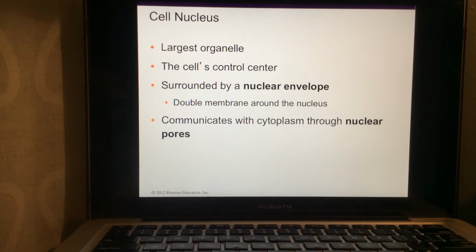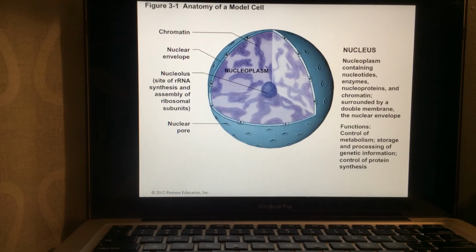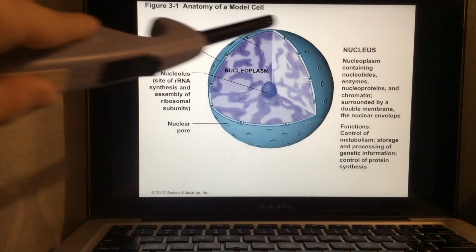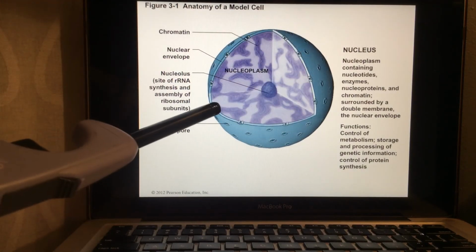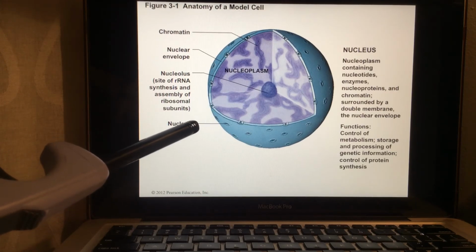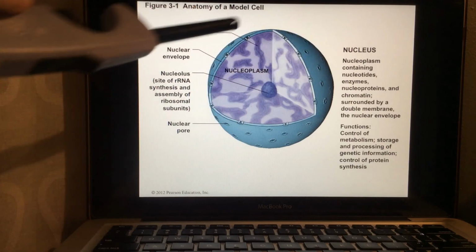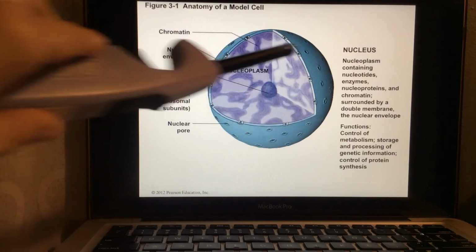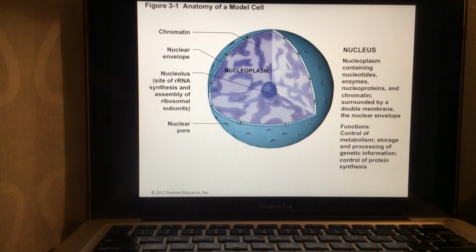It's surrounded by a nuclear envelope. It's a double membrane, and it has these nuclear pores that communicate to the cytoplasm so they can send the message out. So inside the nucleus, you'll contain nucleotides, enzymes, chromatin, surrounded by this double membrane with multiple pores. It controls metabolism, storage, and process of genetic information, and the control of protein synthesis.